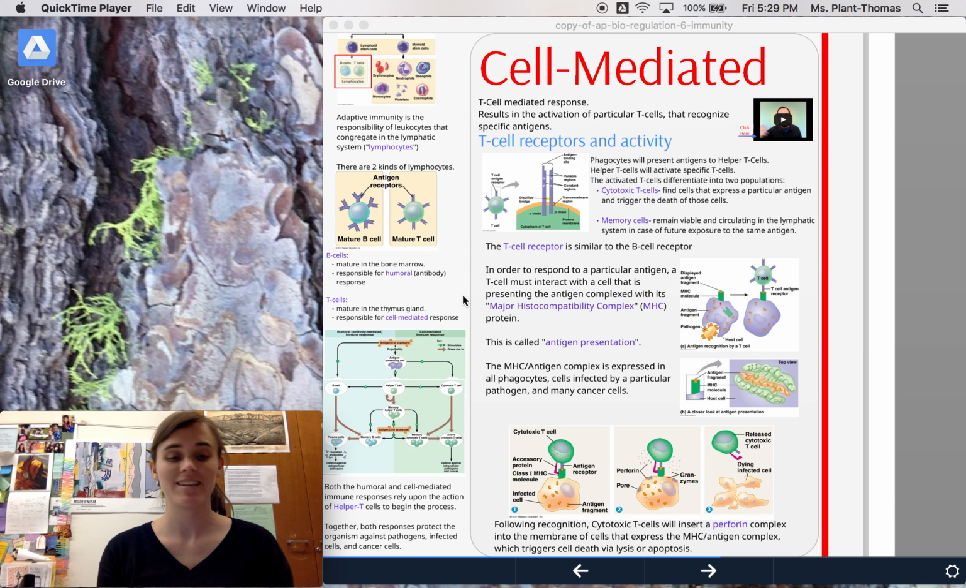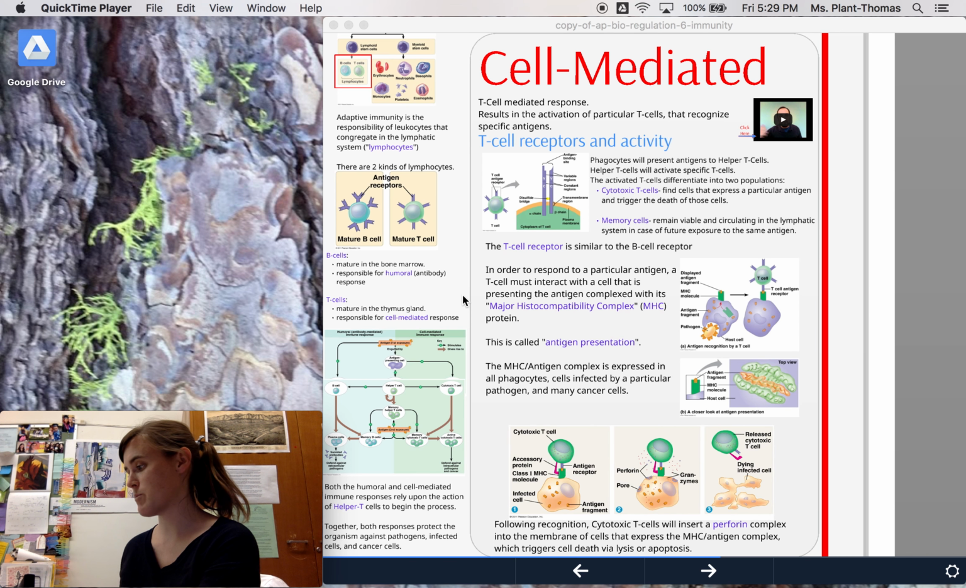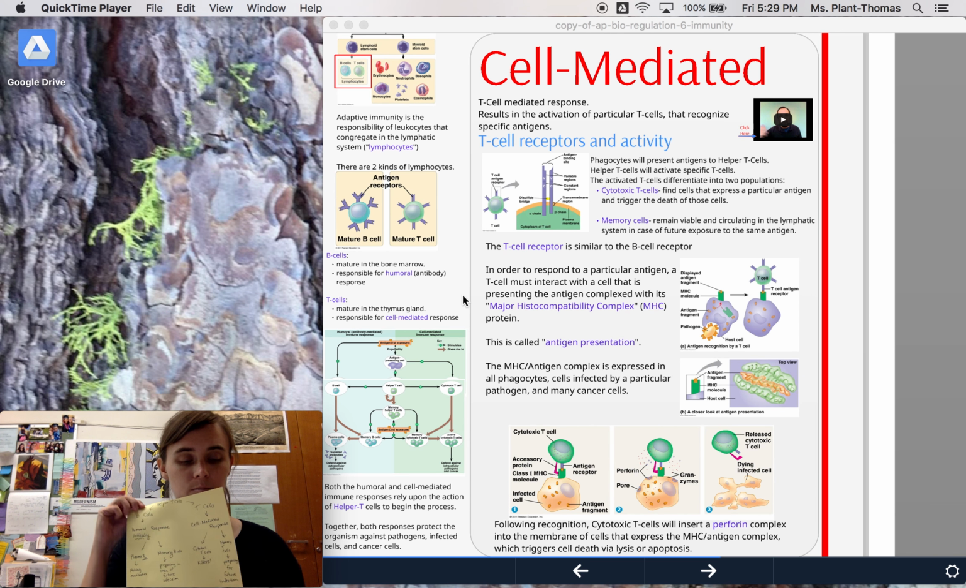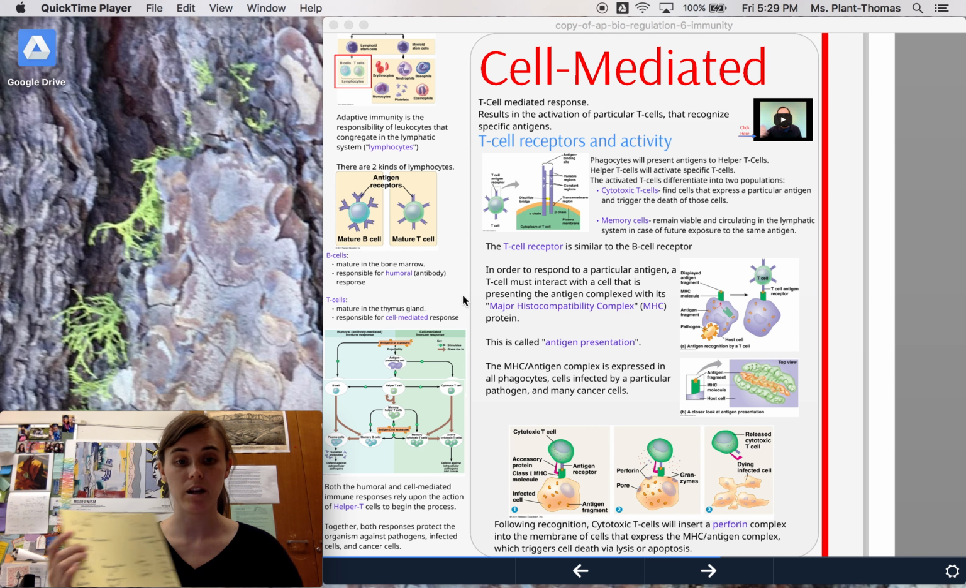Here's part 3, the last part. So now we're talking about the cell-mediated response. Again, if we look at my image here, we've got our B cells, our humoral response, and here we have our T cells, our cell-mediated response. So this is what we're going to look at now, the cell-mediated response related to T cells.